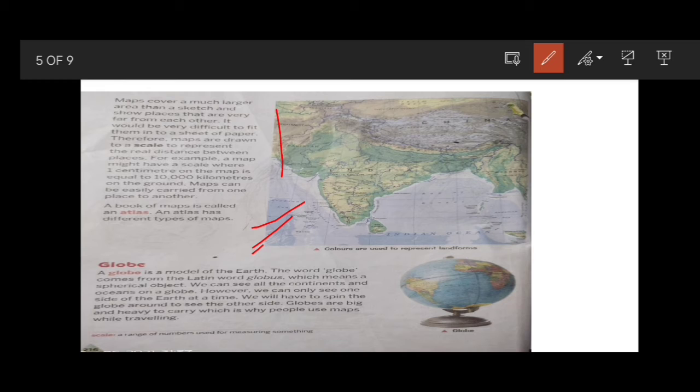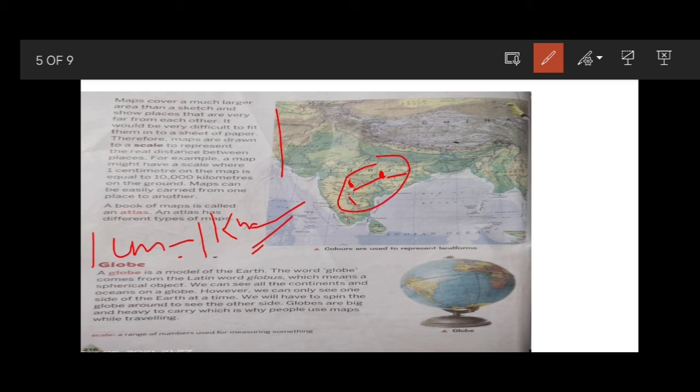In this map the scale is shown here: 1 centimeter equals 1 kilometer on the actual ground. So from this place to this place, how can we find out the actual distance on the ground? We can find out by using a scale. We can measure from this point to this point by using a scale.